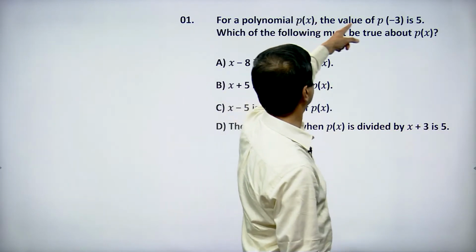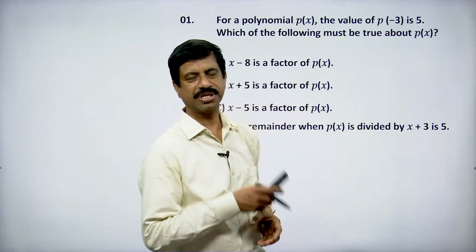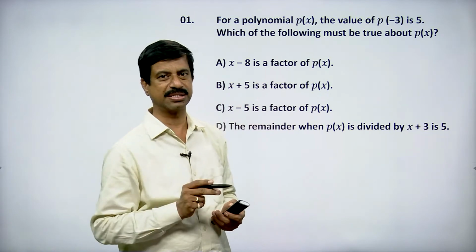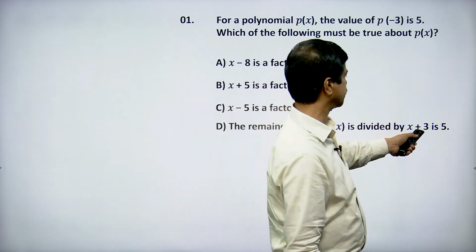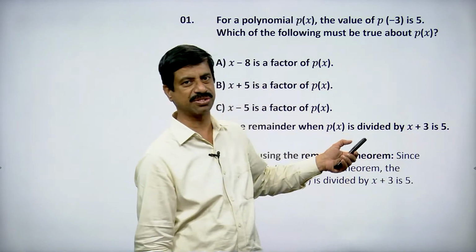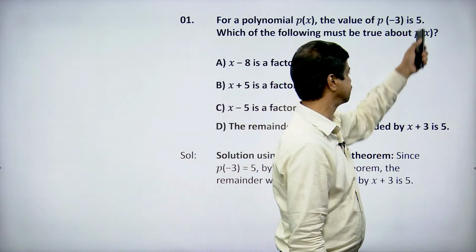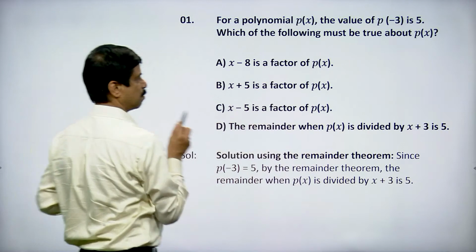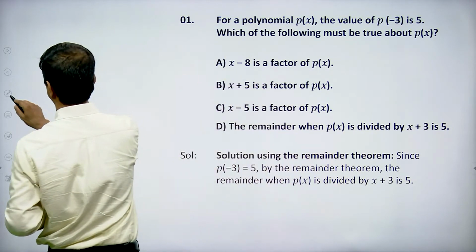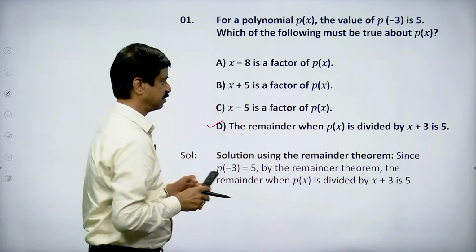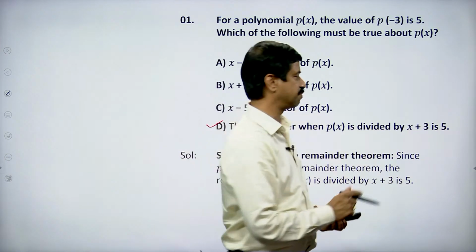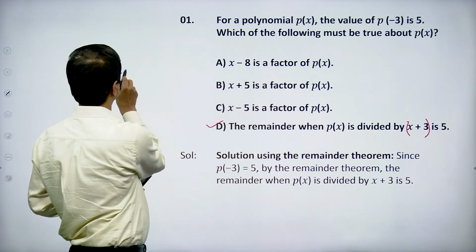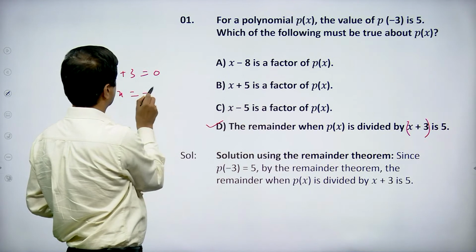You see, polynomial p of x, the value of p of minus 3 is 5. So if f of x is a polynomial, the remainder is f of a if it is divided by x minus a. So if it is divided by x plus 3, take x plus 3 equal to 0, x is minus 3. So the remainder is p of minus 3, which is 5. That's what he says. Therefore the answer is option D. That means whatever polynomial you are dividing by x plus 3, if you equate x plus 3 to 0, you will get x equal to minus 3.